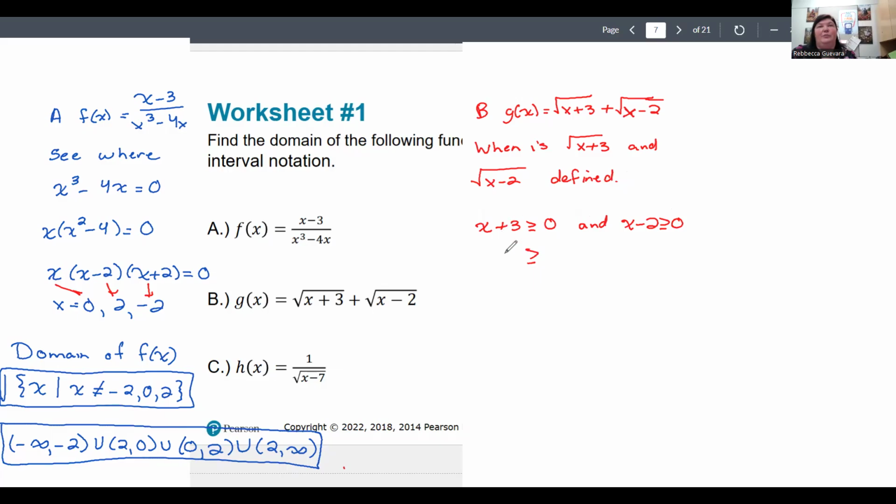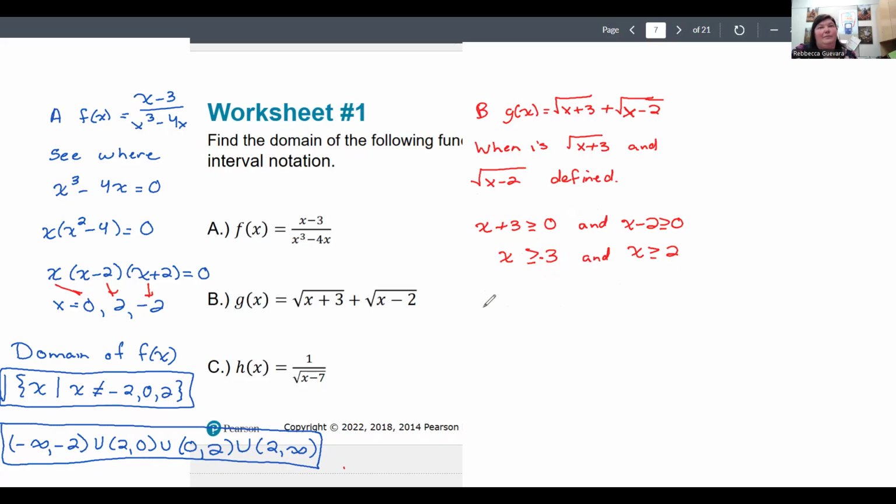So if we solve these, we subtract 3 from both sides, and then we subtract 2 from both sides, and we have this situation here. The square root of x plus 3 is defined as long as my x values are greater than -3, and the square root of x minus 2 is defined as long as my x values are greater than 2.